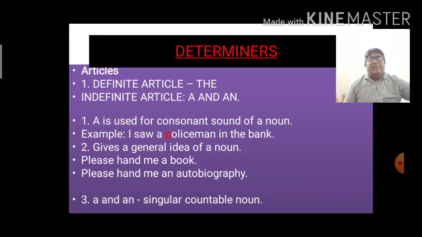Now let's see an example: I saw a policeman in the bank. So here policeman is a noun. The first letter of the word policeman, P, is a consonant, and that's why we have to use the article a. And here policeman is a singular noun, that's why we have to use the article a before it. Number 2, it gives a general idea of a noun. Please hand me a book. Please hand me an autobiography of Nelson Mandela. Yes, the next rule is that a and an both are used to show a singular countable noun. Now let's see next.